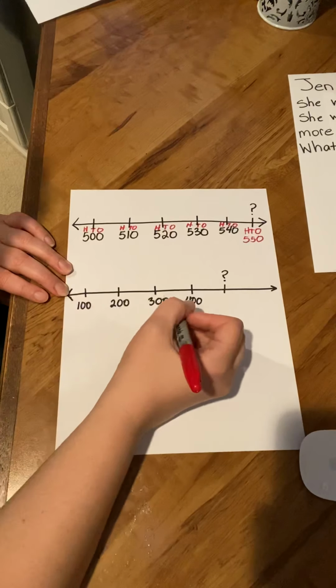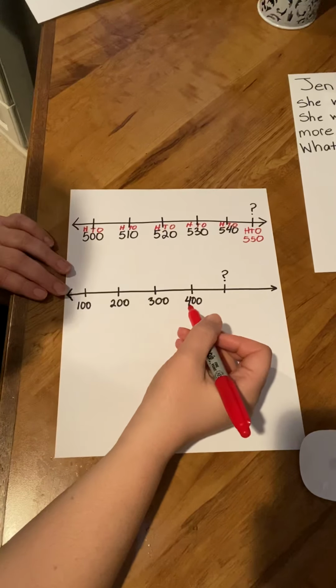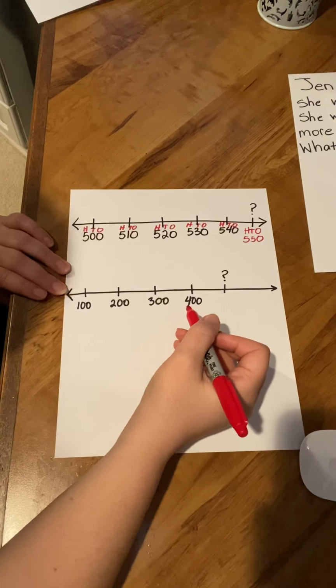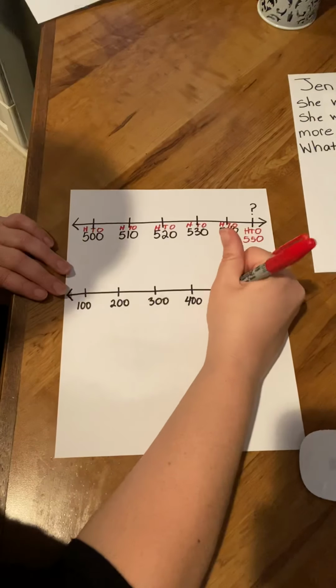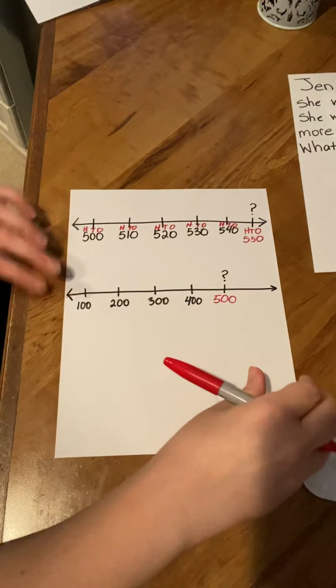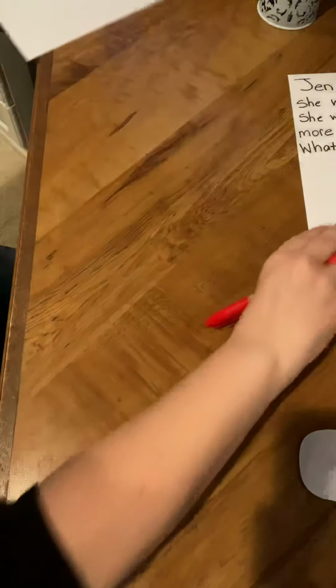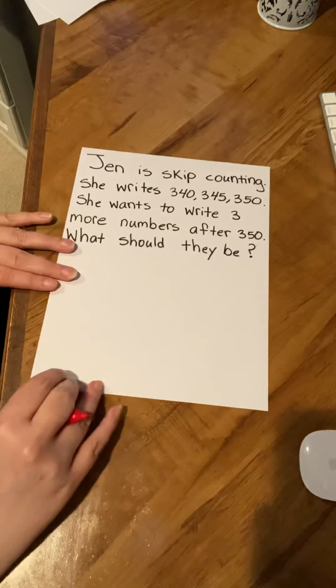100, 200, 300, 400. This one's pretty easy, huh? They are skip counting by hundreds. What's the next number? 500. Okay, let's take a look at a word problem.